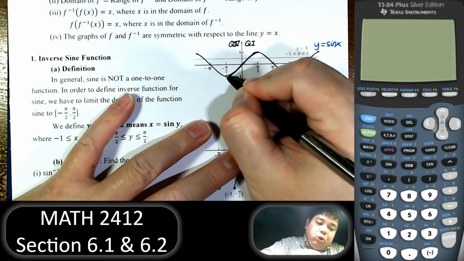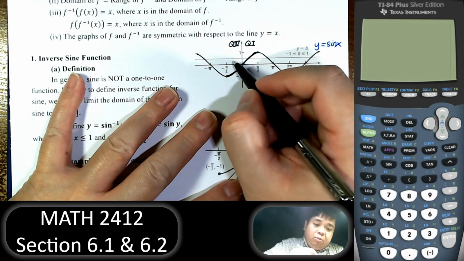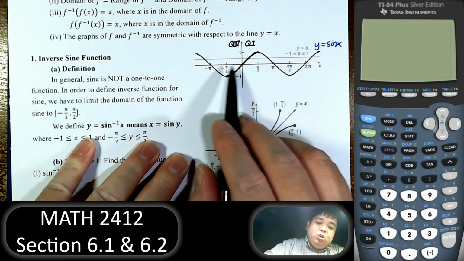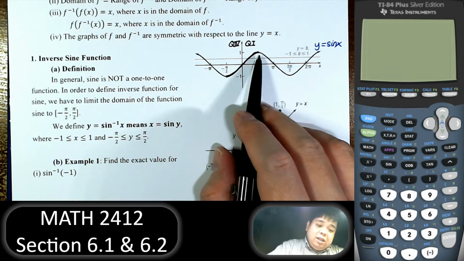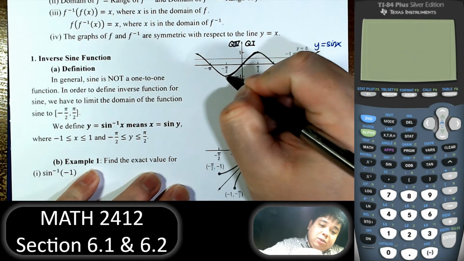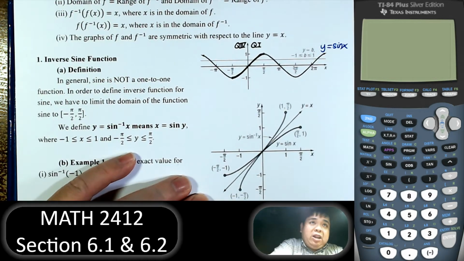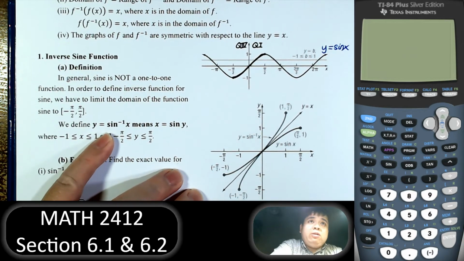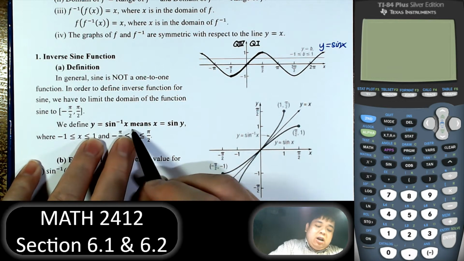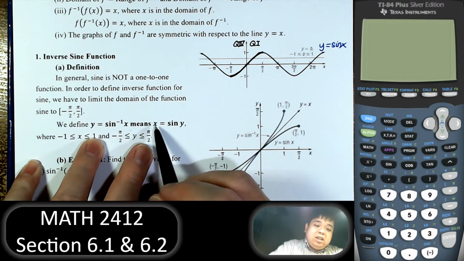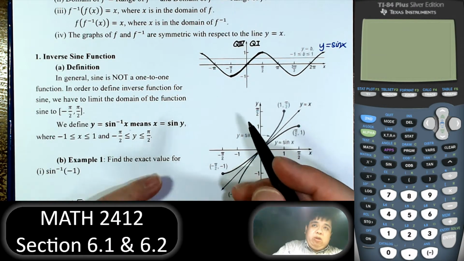So if we restrict the domain of the function to negative pi over 2 to pi over 2, or quadrant 4 and quadrant 1, in that case, the function is one-to-one. This part of the function is one-to-one. If it is one-to-one, it will have an inverse. So we define the inverse of sine: y equals inverse sine of x means x equals sine y.